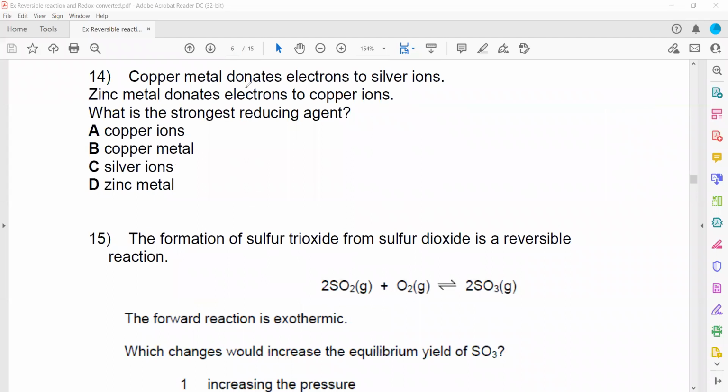In the next question, copper metal donates electrons to silver ions. This is related to reactivity. Reducing agent means it itself is oxidized, and oxidation means losing electrons. So always remember, the more reactive metal will lose electrons easily, or faster.